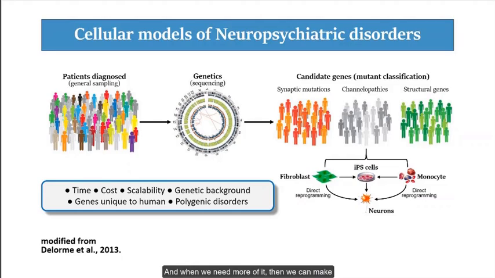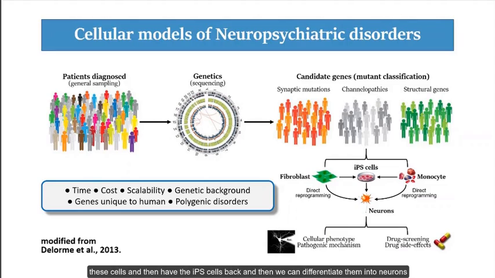And when scalability is a factor, when we need more of it, then we can make iPS cells and have an iPS cell bank and then differentiate them into neurons and study all kinds of things that we want to study. We can understand molecular mechanisms of genes, and at the same time understand pathogenic mechanisms of different mutations in different genes. We can also use these cells for drug screening.